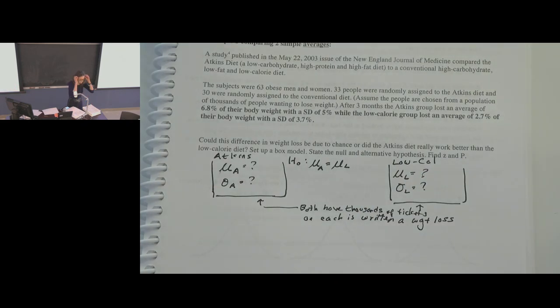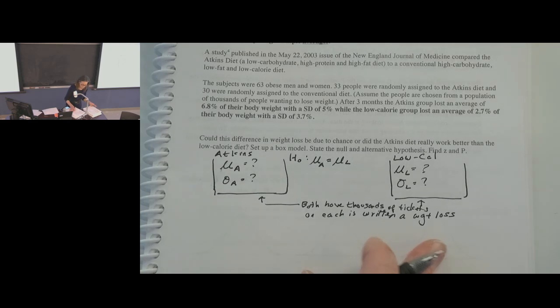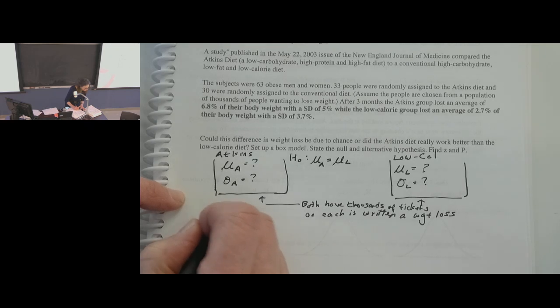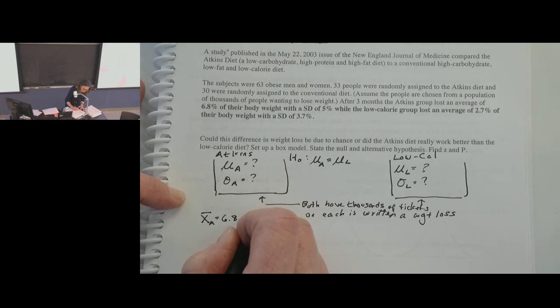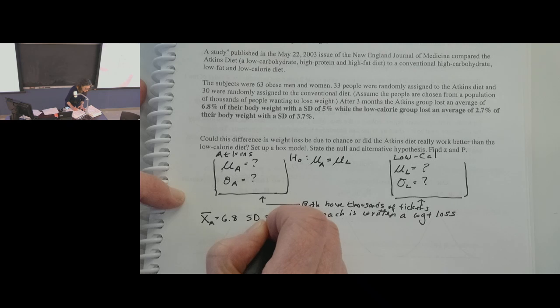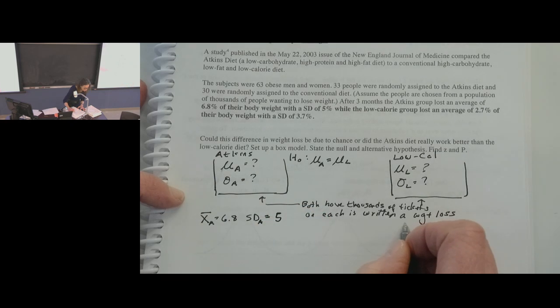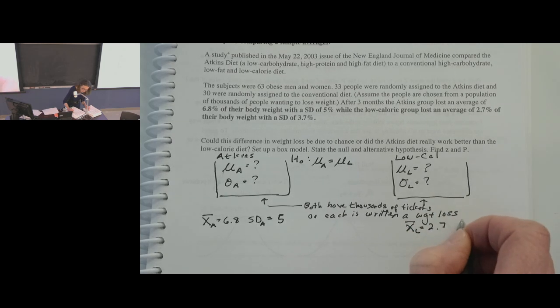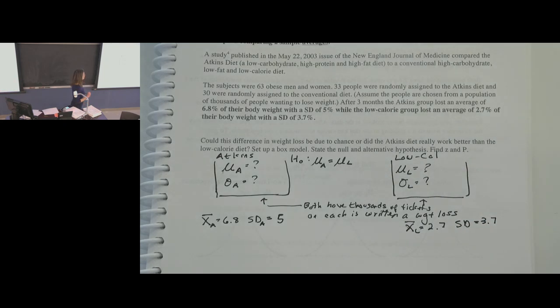Okay, so now, what did we get? Here we got an X bar for the Atkins equal to 6.8, with a standard deviation for the Atkins equal to 5. These are rounded numbers. And this one was an X bar for the low-cal equal to 2.7, and a standard deviation here equal to 3.7. All right, so we're going to use these numbers.